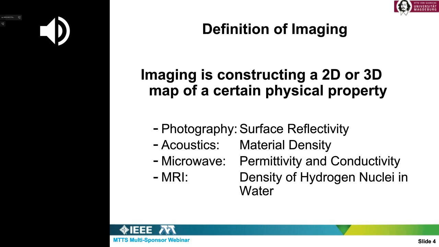There is also what is called microwave, millimeter wave, or terahertz imaging. In this case, we use the permittivity and/or the conductivity. Especially in MRI, we use a somewhat strange quantity, which is the density of hydrogen nuclei in water. So actually, we are imaging water content, but through imaging of the proton in the hydrogen atom within the water molecule.